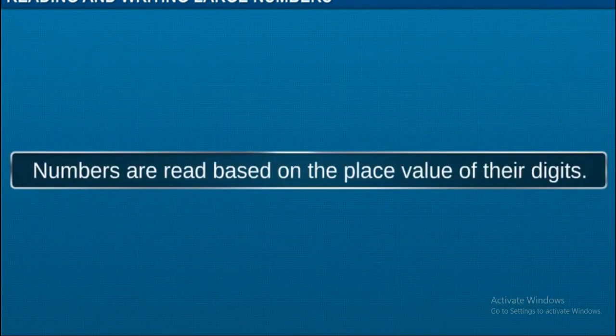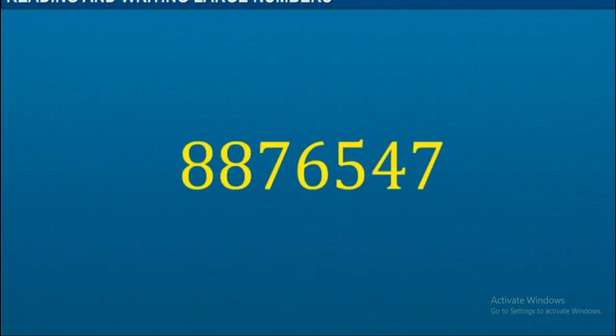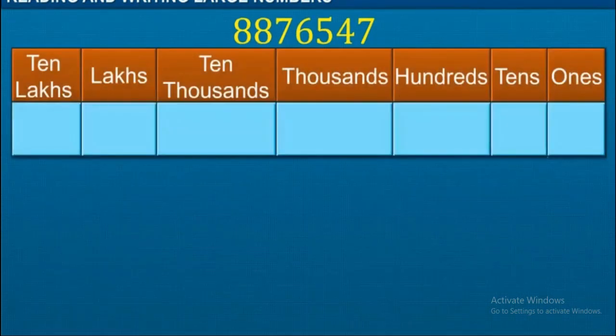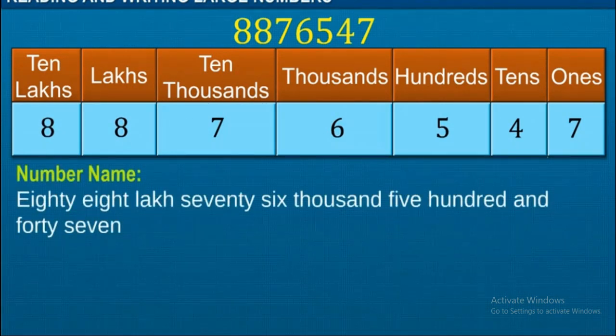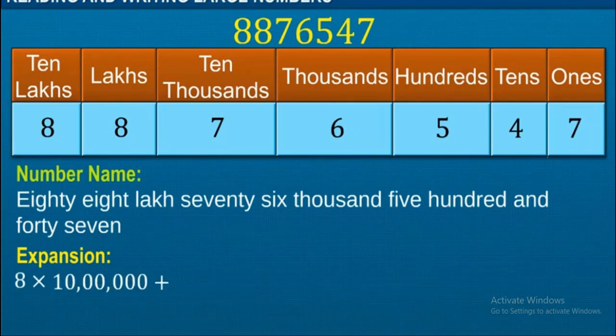Numbers are read based on the place value of their digits. Let's write this number in the place value table. The place values of the digits serve as indicators while reading a number. To read it, we must start from the leftmost digit. This number is read as 88,76,547. Here, indicators are also useful in writing the expansion of numbers.